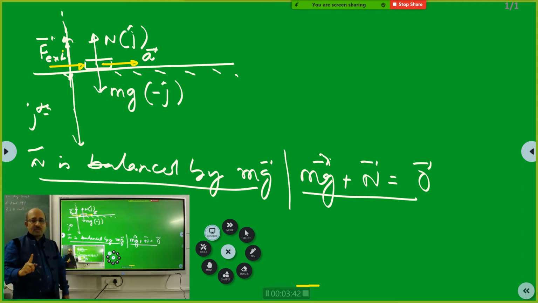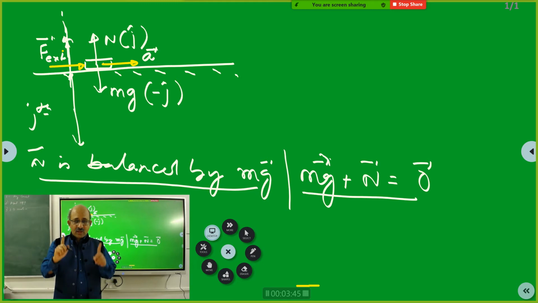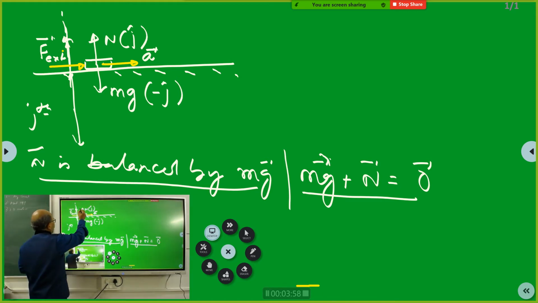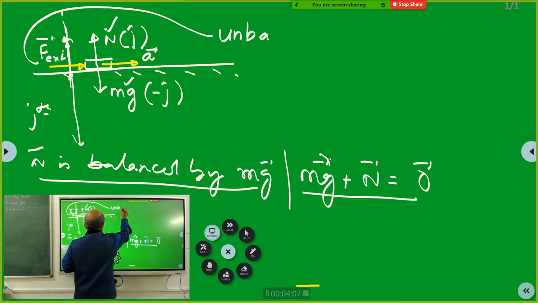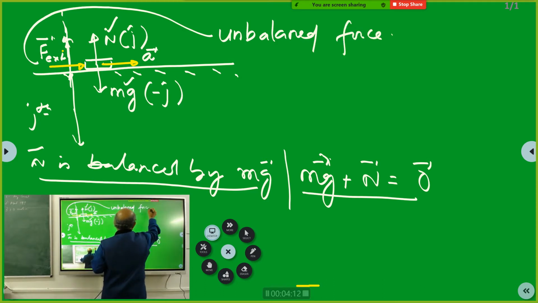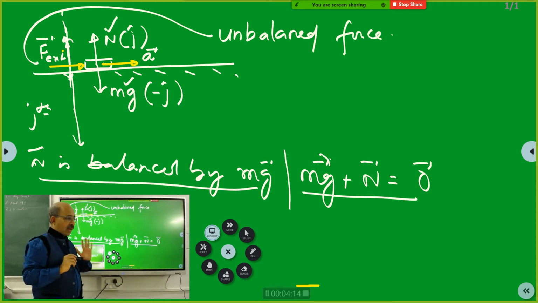Now, always you remember, acceleration is a consequence of what? Net force and mass. Correct? Net force and mass. Now, here you see this force is balanced by this force. Then this force is called what? Unbalanced force. Unbalanced force. Got it?